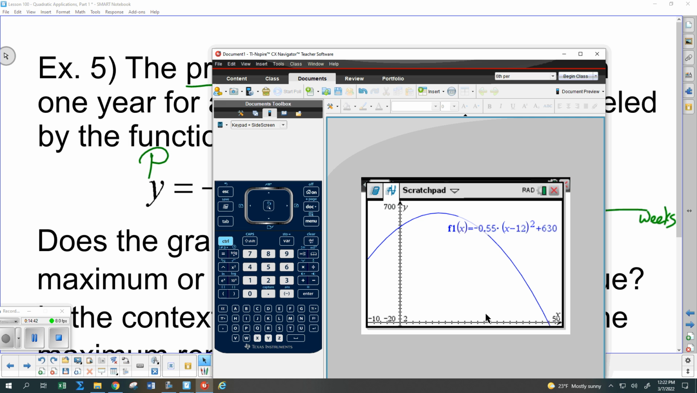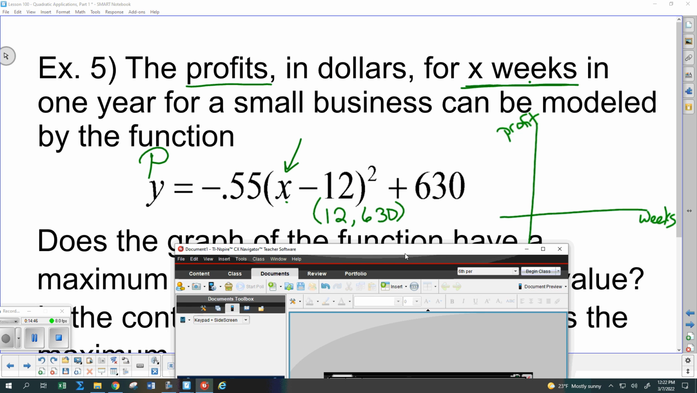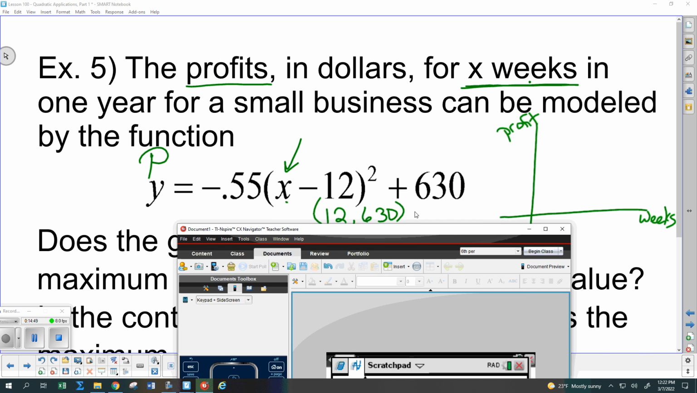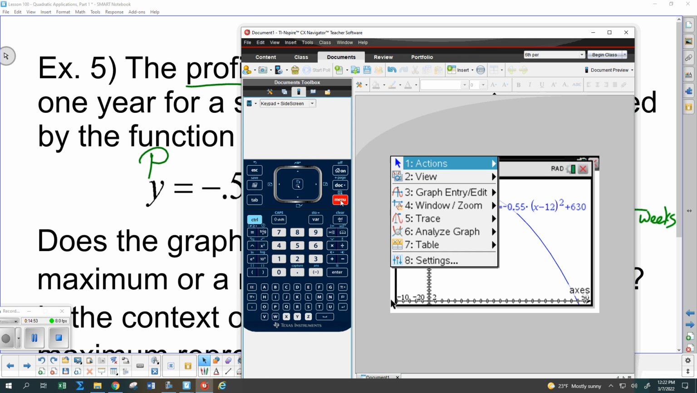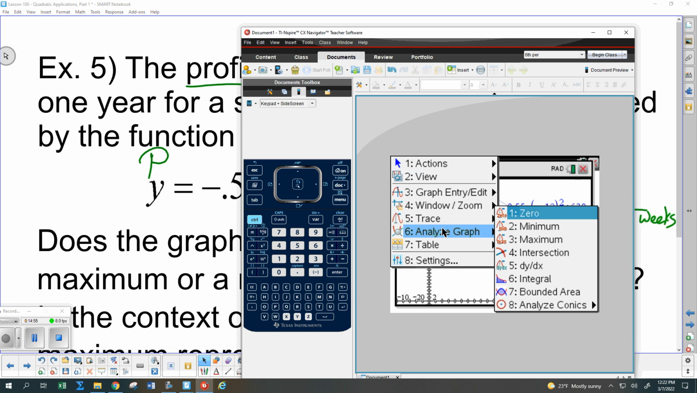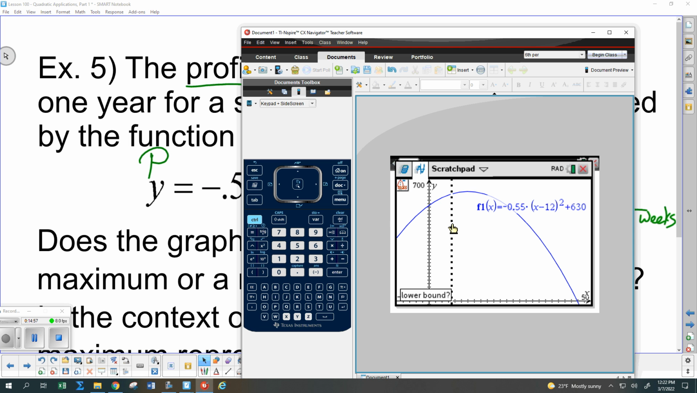So do menu, analyze graph, max, and make sure that we get the same vertex that we are expecting from the vertex formula. So we can do the menu, analyze graph, max, left and right, and sure enough, it's the same thing.